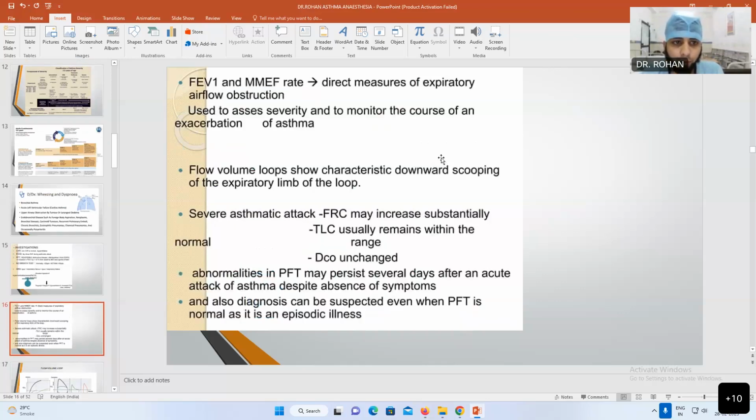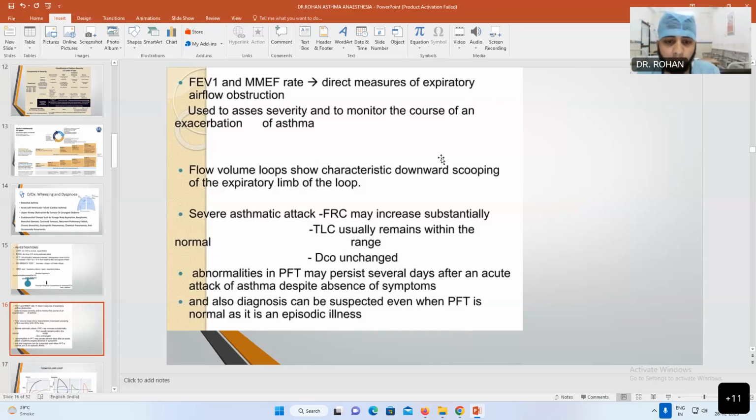Post expiratory, FEV1 and MMEF are measured. FEV1 is the most sensitive test, where we ask the patient to have a forceful expiration and check the spirometry loop, especially for the first second. We will see slightly more detail about it on the upcoming slides. FEV1 is used to assess the severity and monitor the course of exacerbation of asthma.